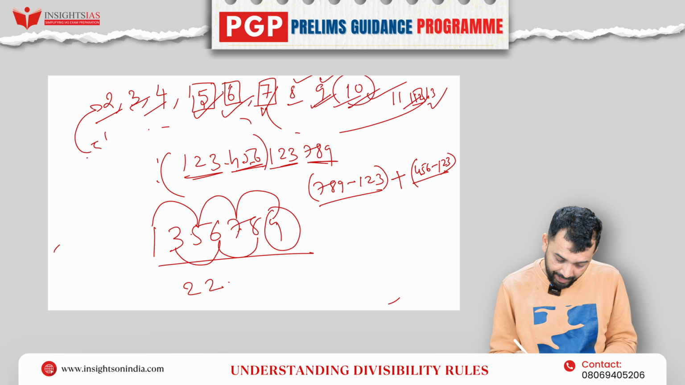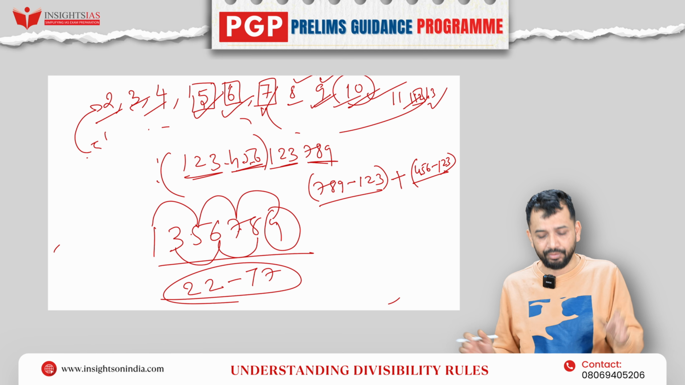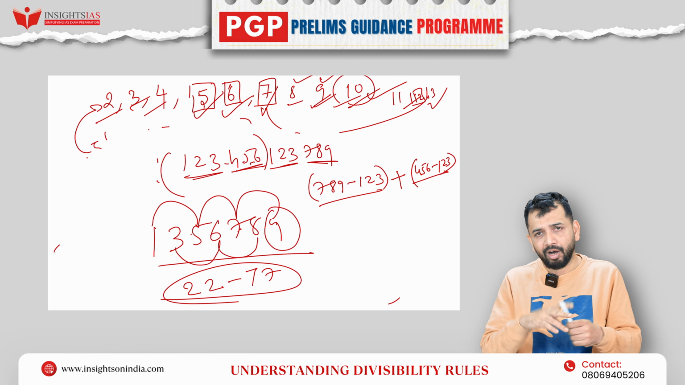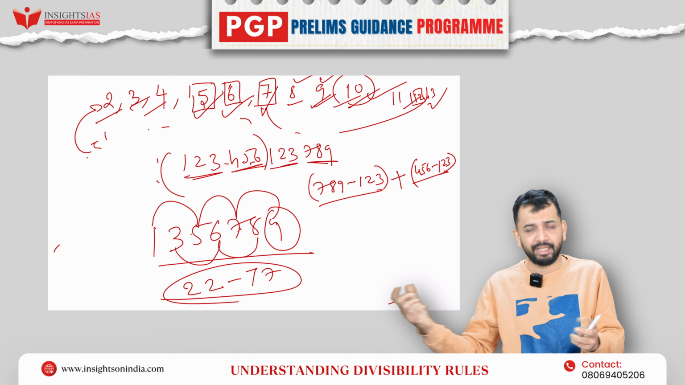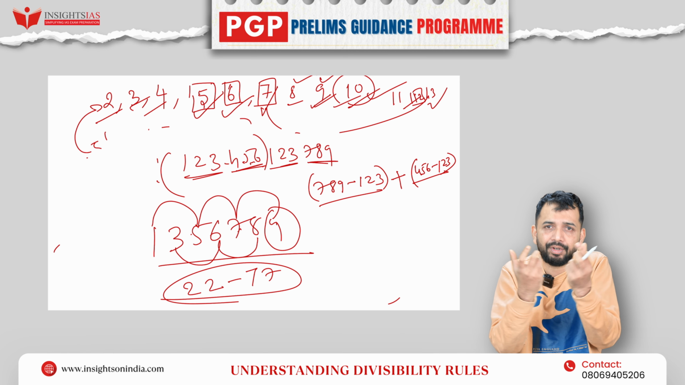You subtract these. That is the difference between the sums of the alternate digits. So all the even position digits have to be added, and all the odd position digits have to be added. Whatever sums you get, you take the difference between those sums.